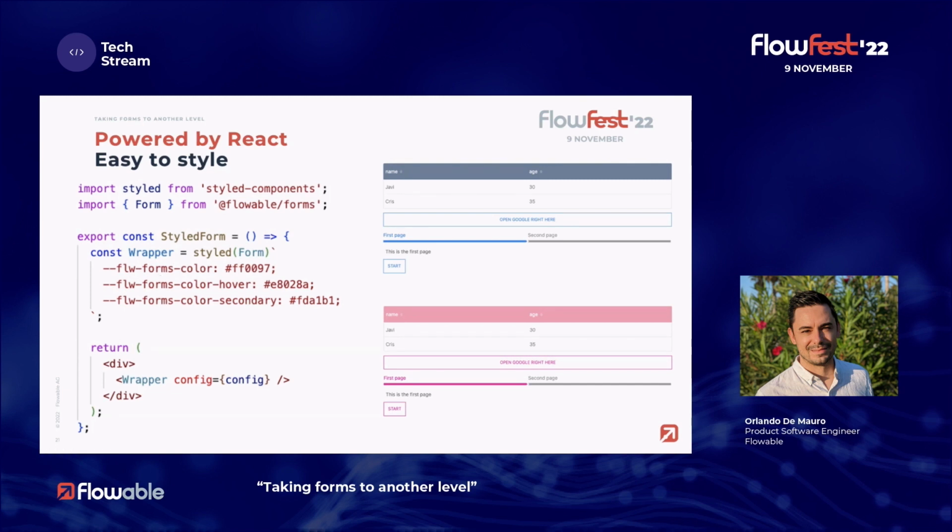And then we just render the wrapper, passing the configuration that we would pass to the form component. And as you can see here, the result is on the right. On the top, we have the default color. And on the bottom, we have the result with the new colors that we defined in the styled component.